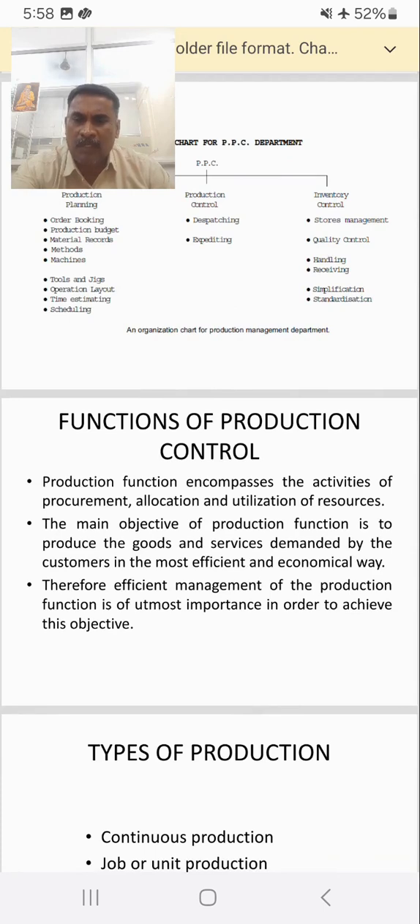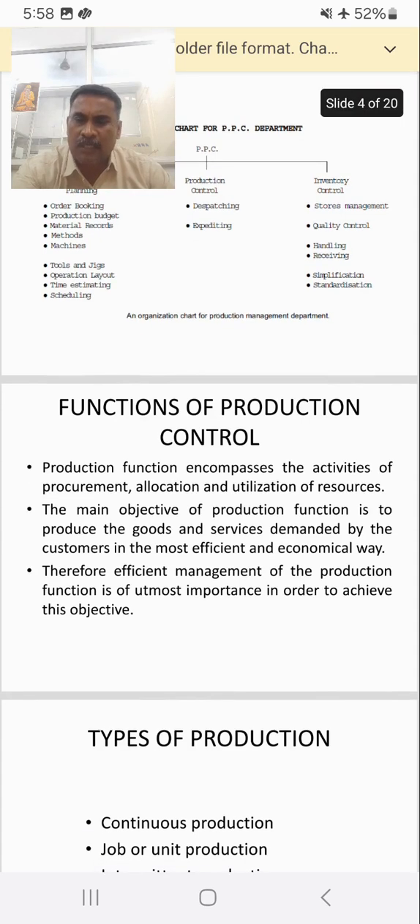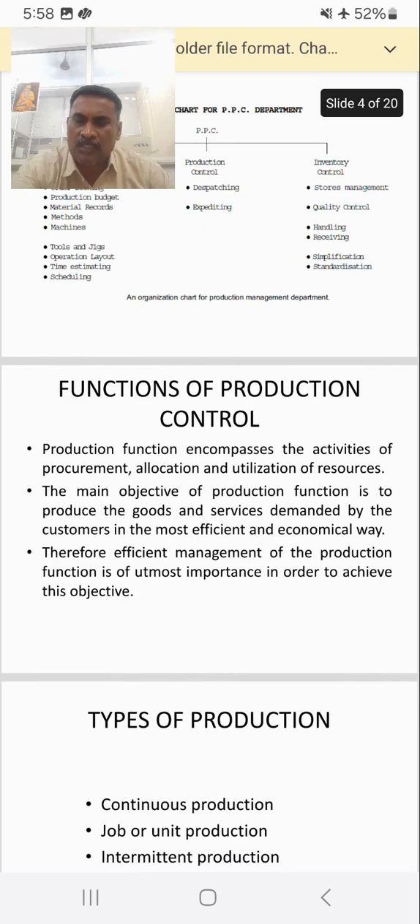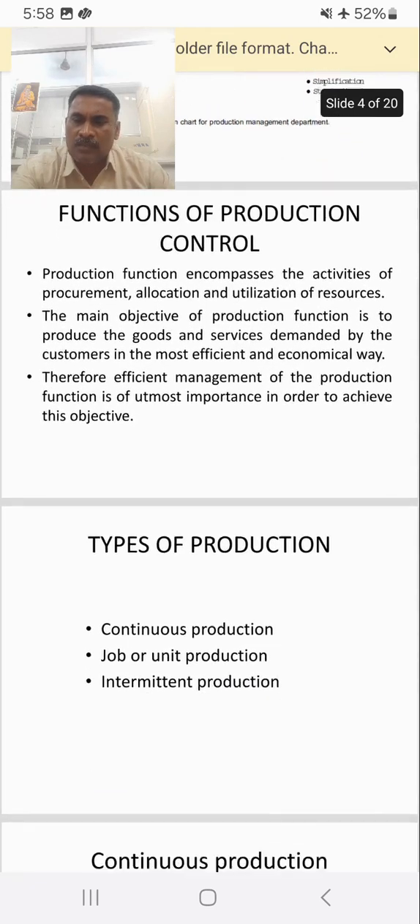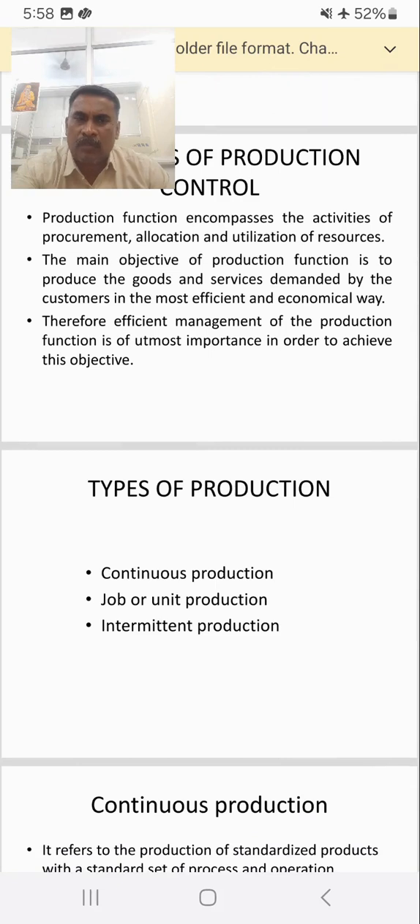Production planning normally encompasses the activities of procurement, allocation, and utilization of resources, and also producing goods and services demanded by the customer in the most efficient and economical way. And also efficient management of the production function is very important in order to achieve the objectives. Now, the types of production.